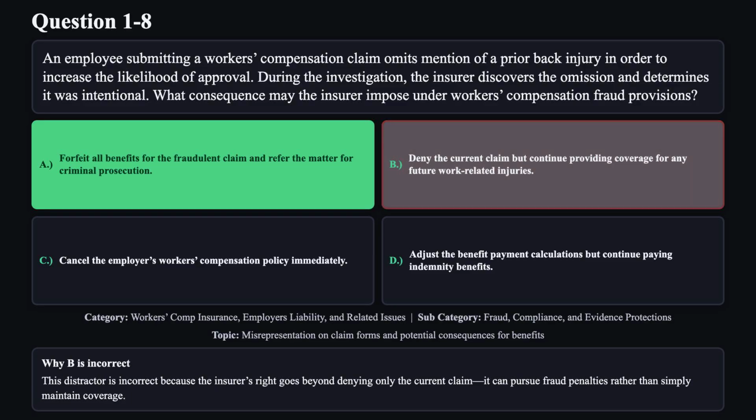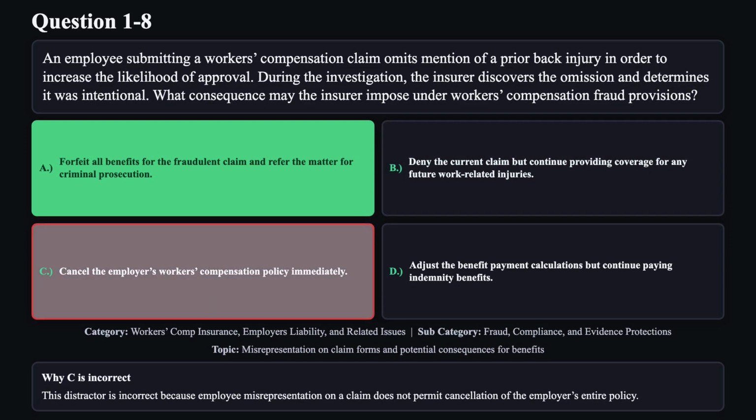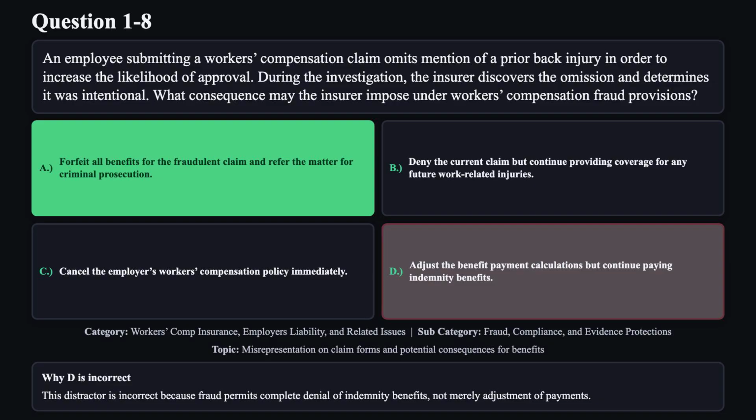Reason B is not correct. This distractor is incorrect because the insurer's right goes beyond denying only the current claim. It can pursue fraud penalties rather than simply maintain coverage. Reason C is not correct. This distractor is incorrect because employee misrepresentation on a claim does not permit cancellation of the employer's entire policy. Reason D is not correct. This distractor is incorrect because fraud permits complete denial of indemnity benefits, not merely adjustment of payments.